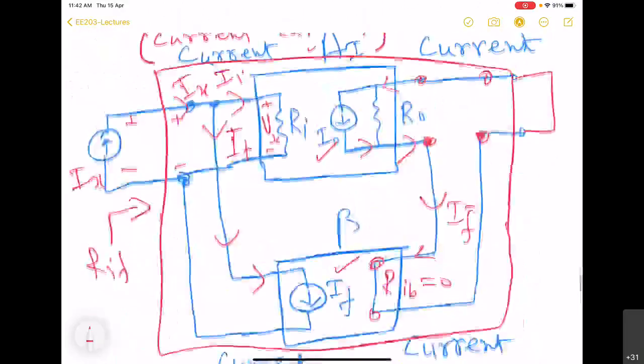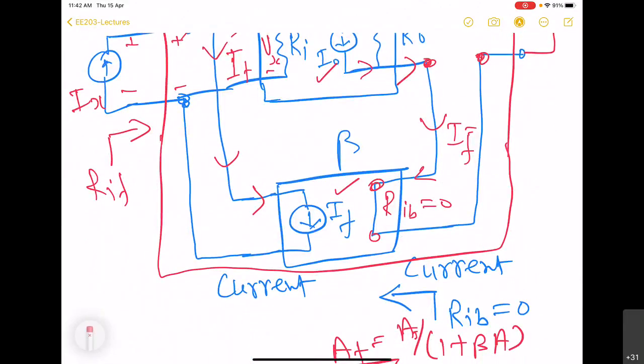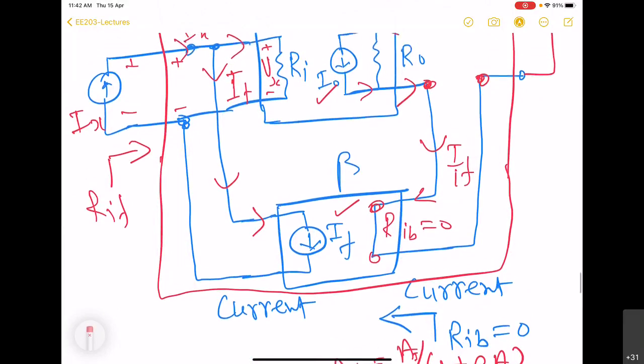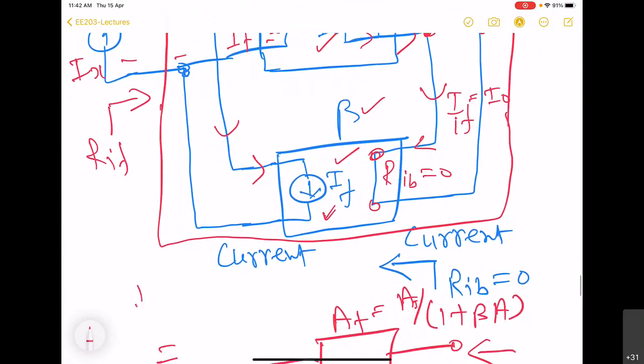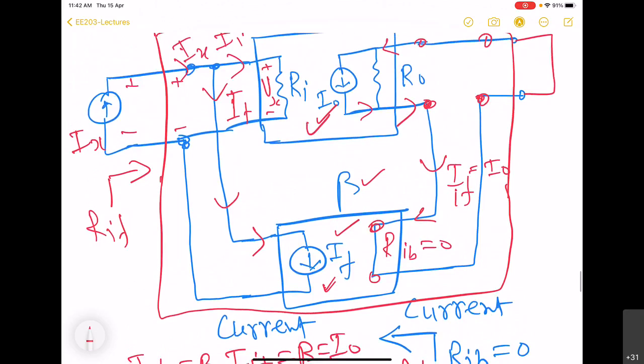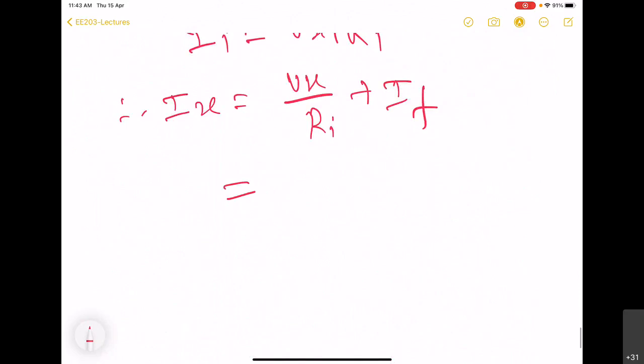So therefore, Ix becomes Vx by Ri into If. Now, there's a mistake here. This is the input to feedback network, not IF. So this input to feedback network we see is equal to I0, and this I0 will then get modified by this beta to produce this IF. So here we see that IF is going to be beta into I0, and this I0 is the current that is being produced in the amplifier. So we can now substitute this IF also. This will be Vx by Ri plus beta into I0.